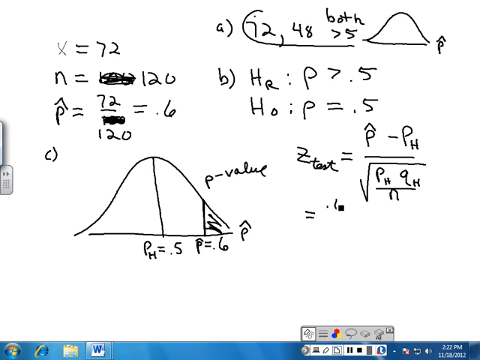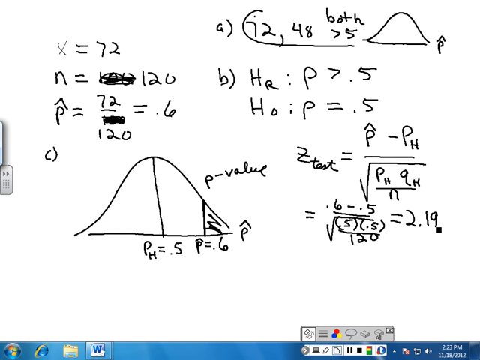So we'll have 0.6 minus 0.5 divided by the square root of 0.5 times 0.5. Let's see if I can get the sample size right this time. That's 120. And that all comes out to be 2.19.